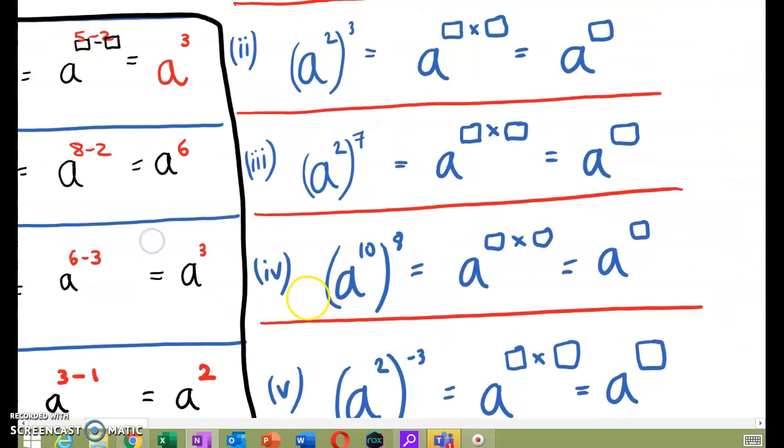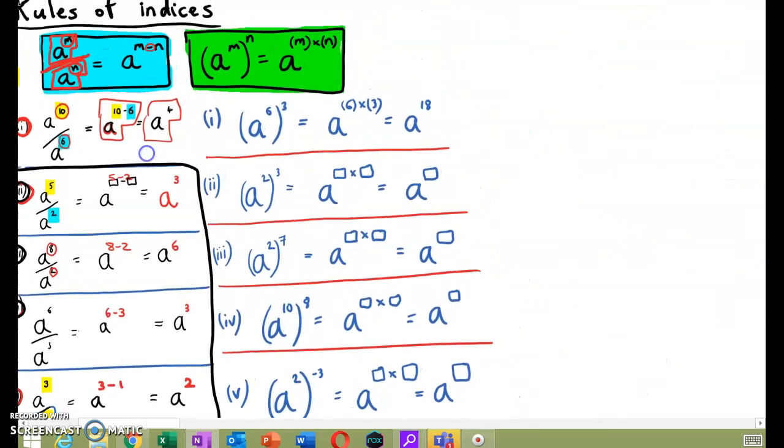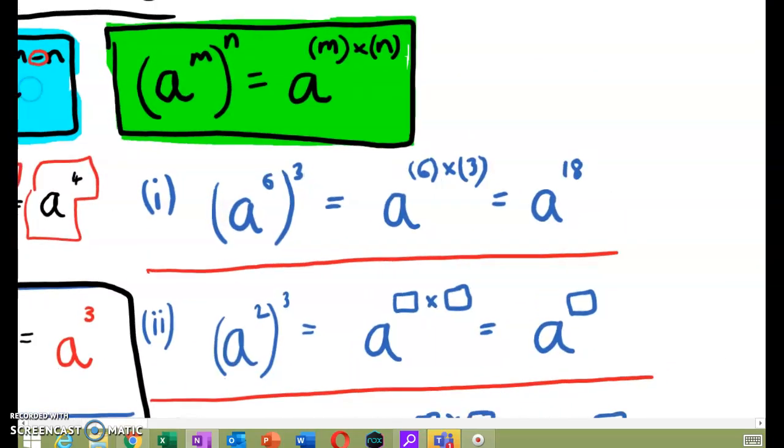Okay, the last rule of indices, the green one here. This states that if you have a number, let's say it's a, to the power of something, and then there's a set of brackets, and outside the brackets there's another power. What you need to do is multiply the powers. Okay, that's the rule. You multiply the powers if it looks like this.